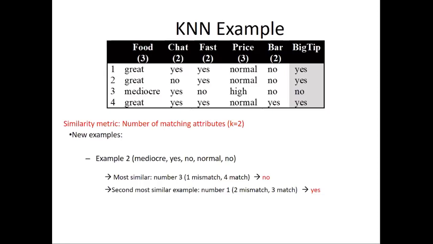See, you take example 2 or 4, both are almost the same. 3 mismatch, 2 match. So what is the result, example 2 or 4? It will give yes, yes. When it gives yes, yes label, big tip will be yes. If the k value is 3, big tip will be yes. Is it clear?